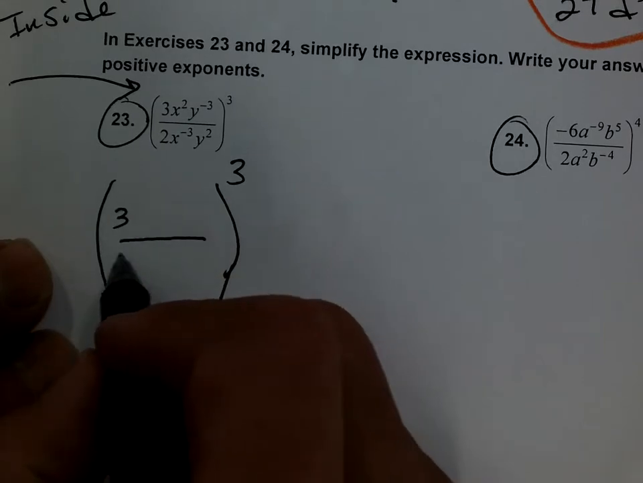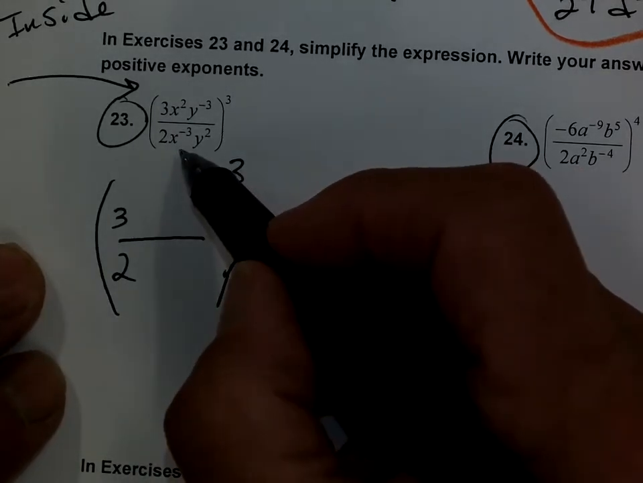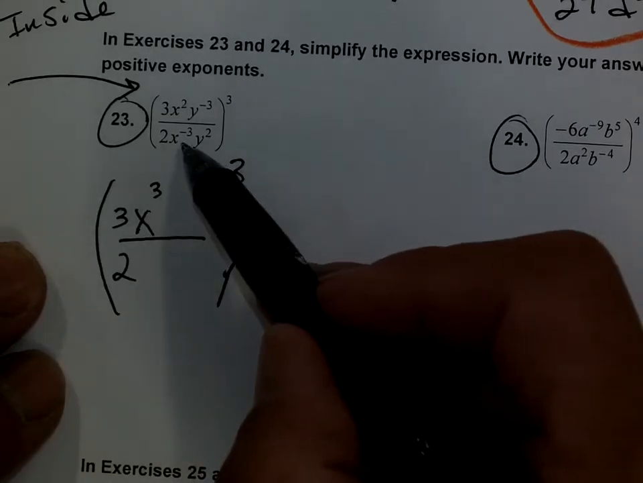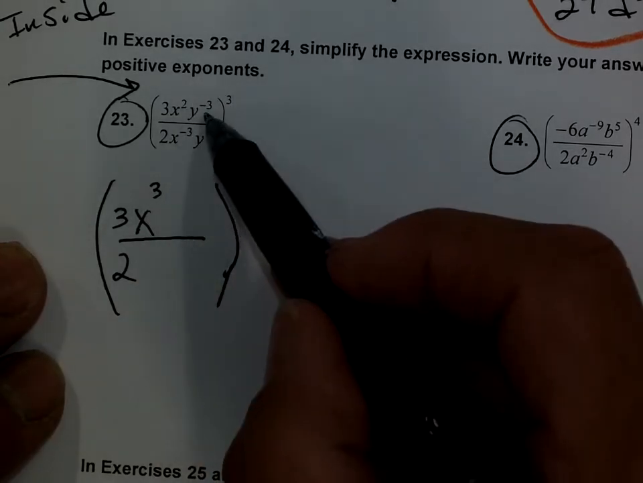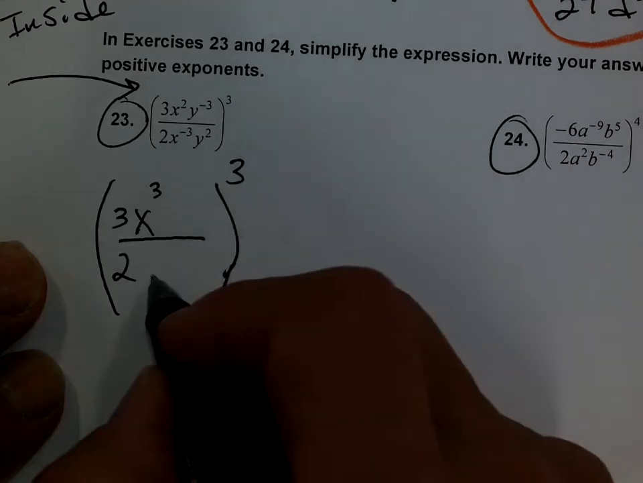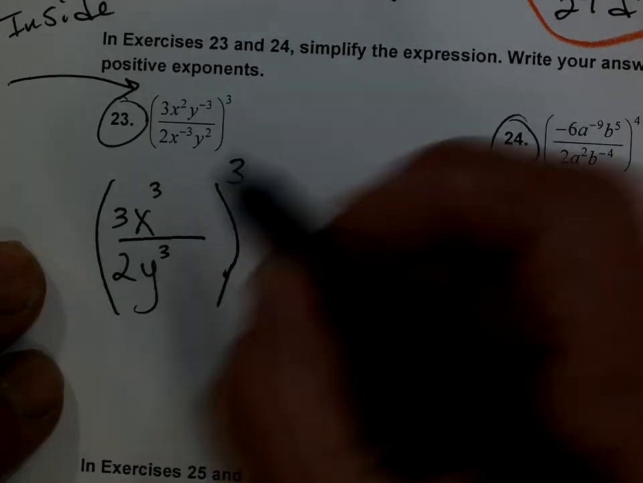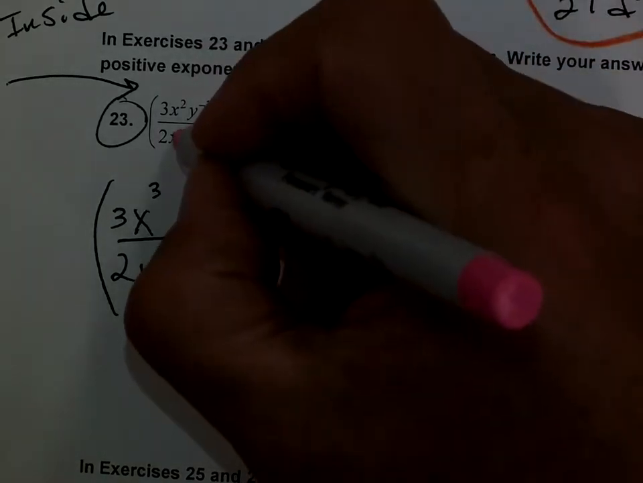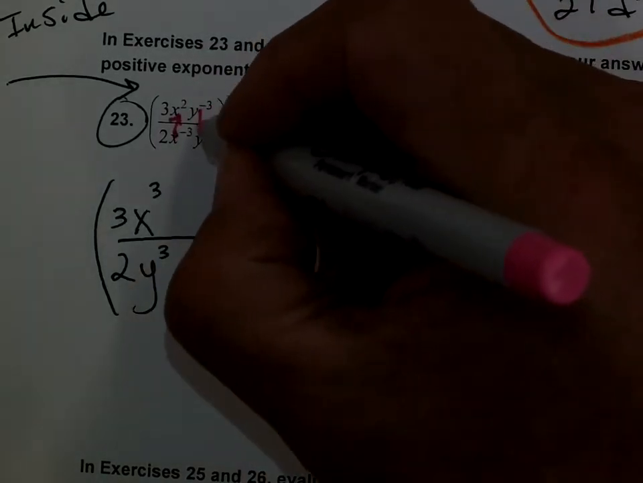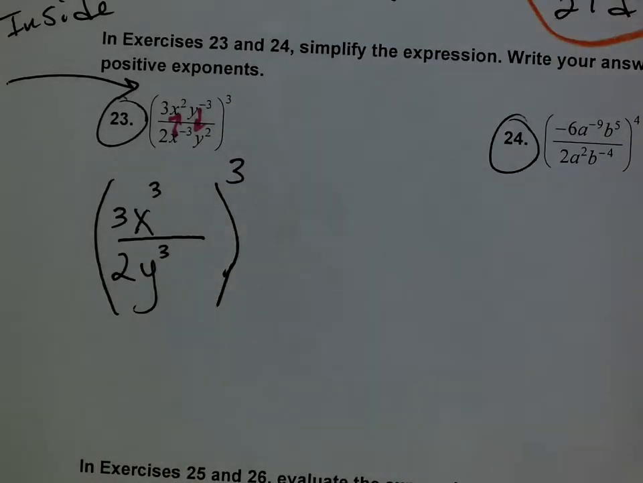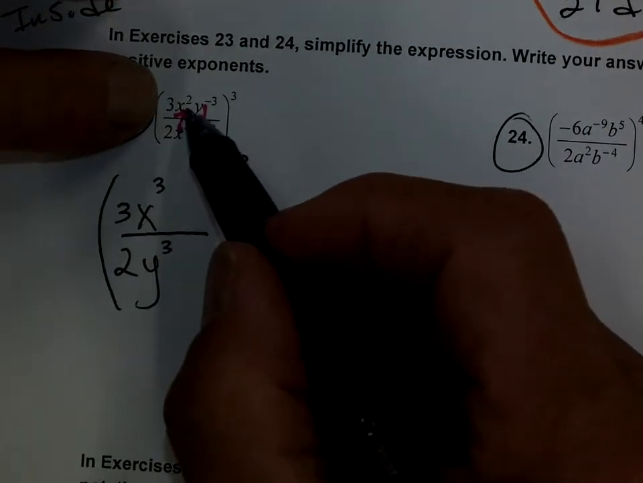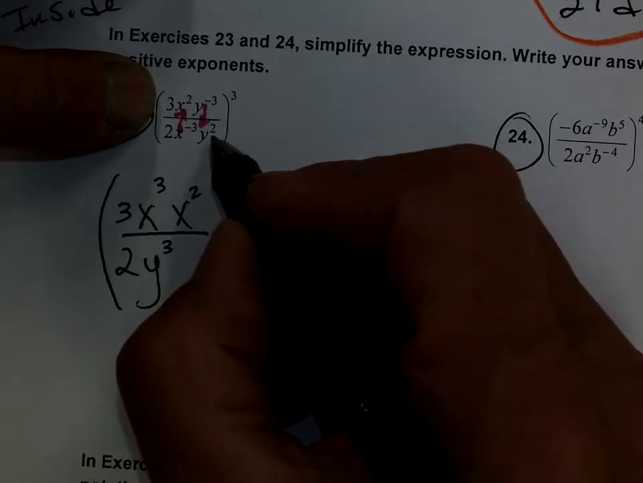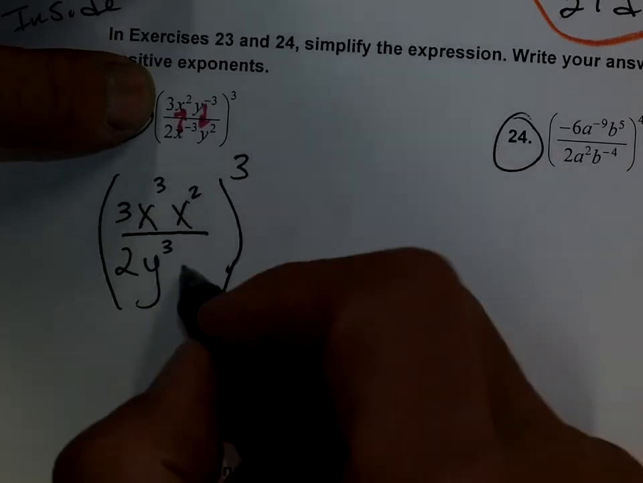3 over 2, those are just regular numbers. But the x to the negative 3 comes up. X to the positive 3. The y to the negative 3 has got to come down to y to the positive 3. So I moved this one up and move this one down. Now what's left over? Well, I have an x to the second, but it's regular old x squared, so keep it where it's at. And I have a y2, which is just a y2, so keep it where it's at.